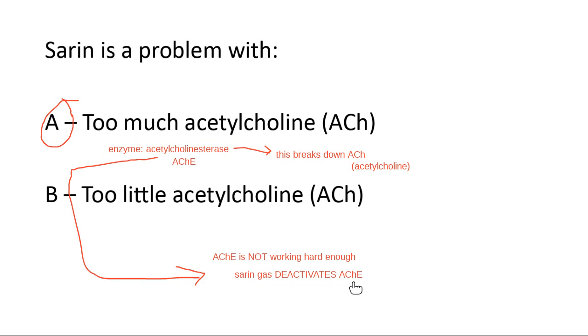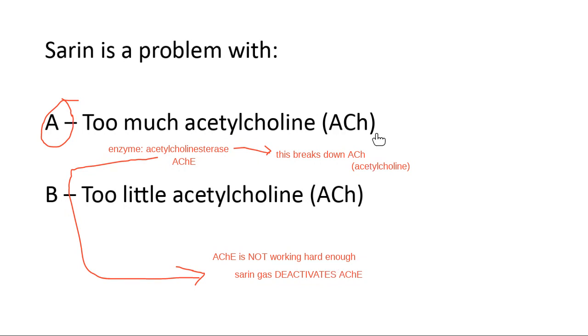So when you're looking at your statements about sarin gas, we don't permanently deactivate this enzyme. We just deactivate it for a while. When sarin gas attaches to it, it's not working. It's not breaking down acetylcholine. So big picture, sarin gas is an issue with having too much acetylcholine at the neuromuscular junction. The reason I've got too much there is because I'm not breaking it down like I'm supposed to.